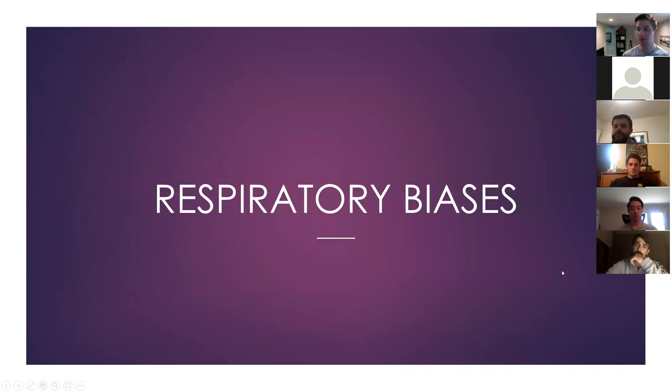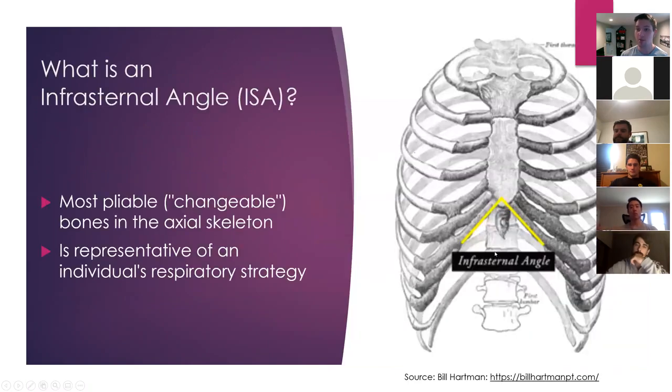Okay, now let's get into respiratory biases. I'm sure you guys, if you're taking this course, are at least familiar with the idea of an infrasternal angle. But just to review it, it's the most pliable bones and structure within our axial skeleton. So this is representative of an individual's respiratory strategy. It's representative of the compensation, not what's actually going on originally. And I'll explain what that means in a second. So it's just this angle right here.